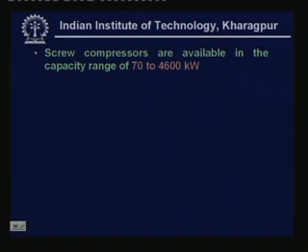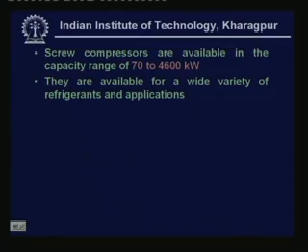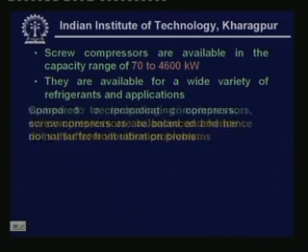Screw compressors are available currently in the capacity range of 70 to 4600 kilowatts. So, normally screw compressors compete with high capacity reciprocating compressors and low capacity centrifugal compressors. That means they occupy the space in between reciprocating compressors and the centrifugal compressors. They are available for a wide variety of refrigerants and applications.